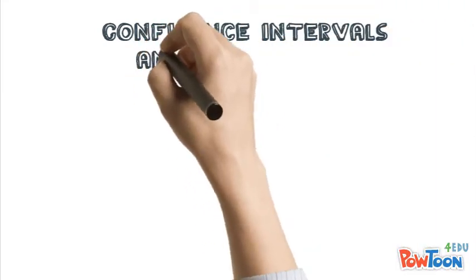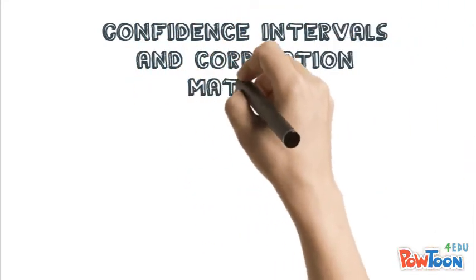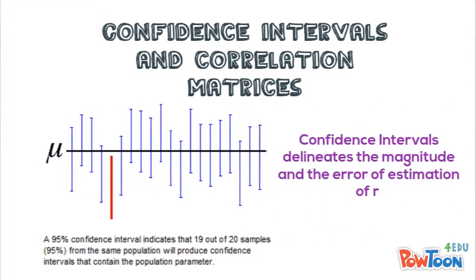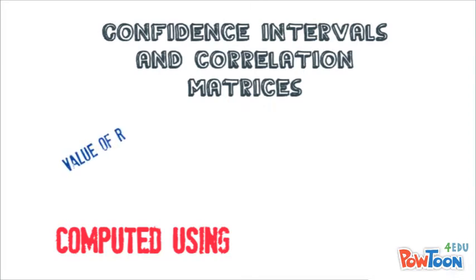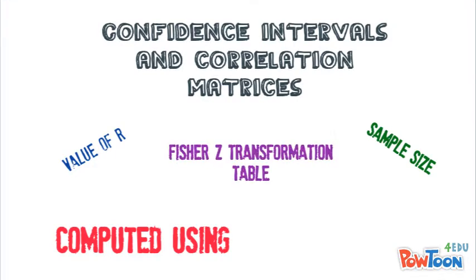Confidence intervals and correlation matrices. Confidence intervals delineate the magnitude and the error of estimation of R and are computed using the same information needed for statistical significance, which includes 1. The value of R, 2. Sample size, and 3. Fisher Z transformation table.